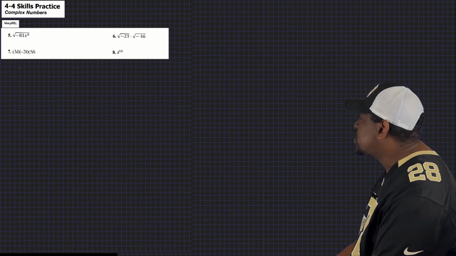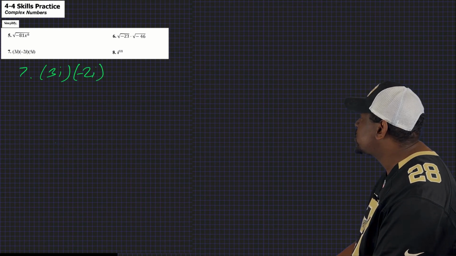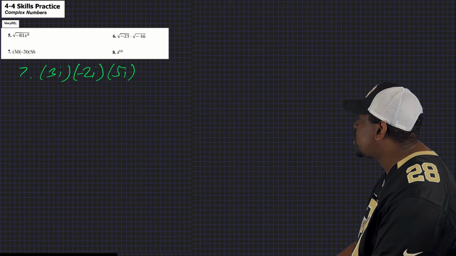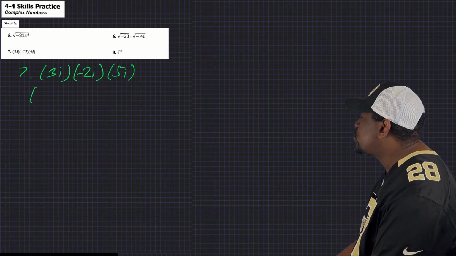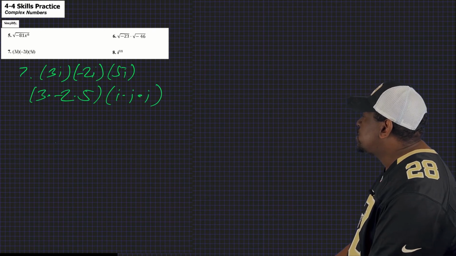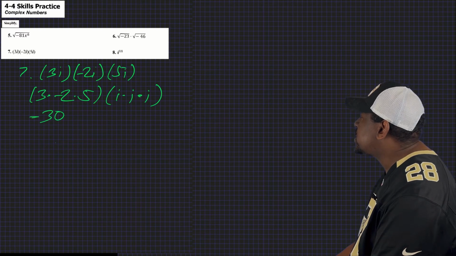So now let's do number 7. We have 3i times -2i times 5i. And so we will multiply these three imaginary numbers and create a product. So according to the principles of multiplication, we will multiply the like terms together. 3 times -2 times 5 are our integer values, and we will multiply i times i times i, which are like terms. So 3 times -2 is equal to -6 times 5 is -30.